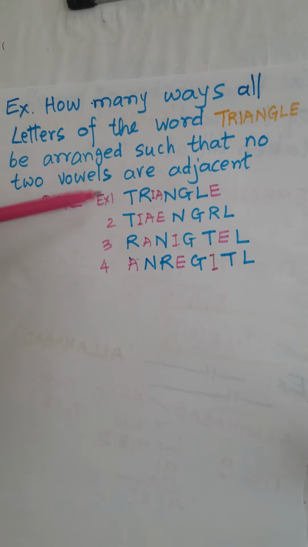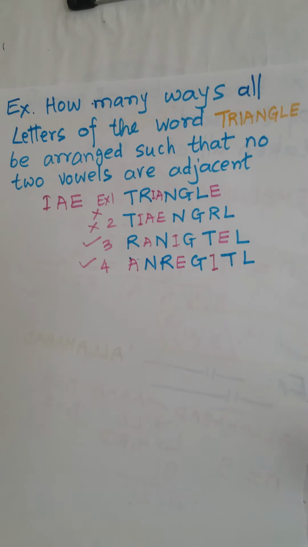So yes, if you see example 1, I, A are together, no two vowels are adjacent, so this is not satisfied. I, A, E, all 3 are together. And here A, I and E, third and fourth, they are not together. Any 2 or any 3 are not together. It means the first and second examples are not satisfying what is being asked in the question, but the third and fourth are satisfying. So we have to find arrangements like this. How many such arrangements are possible in which no two vowels are together?